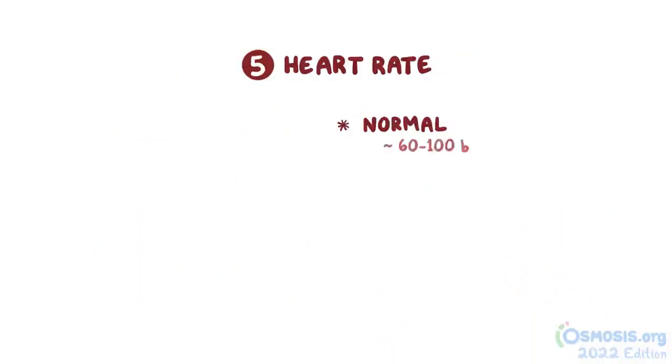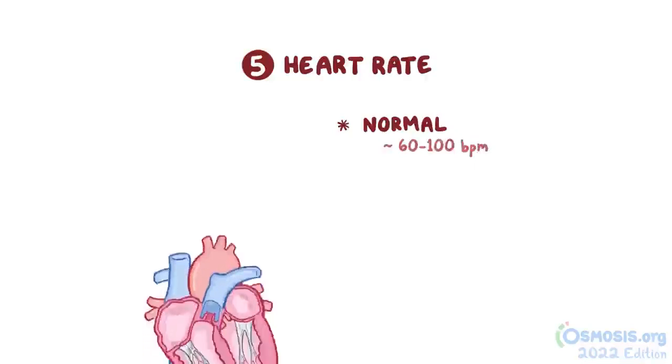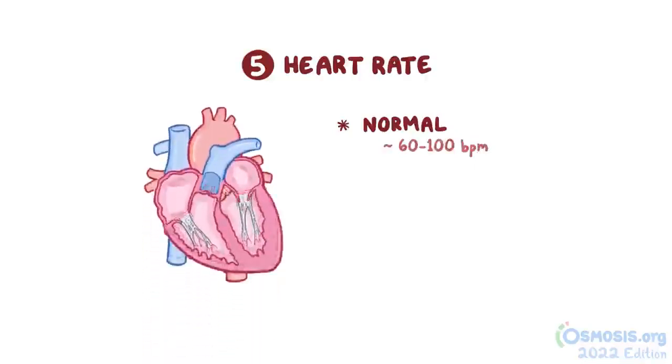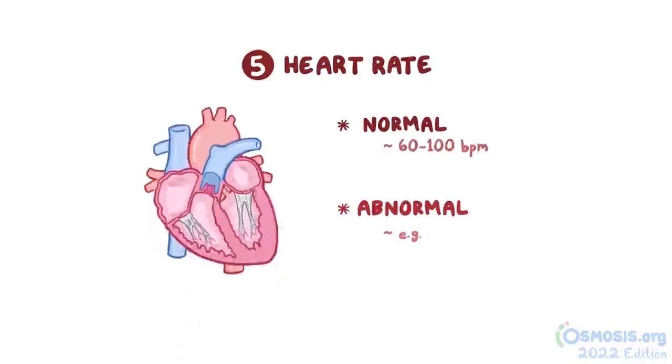And finally, there's heart rate. Normal heart rate, 60 to 100 beats per minute, allows adequate time for ventricles to fill, while abnormal heart rates, such as fast heart rhythm or tachycardia, reduce the filling time, eventually decreasing preload.